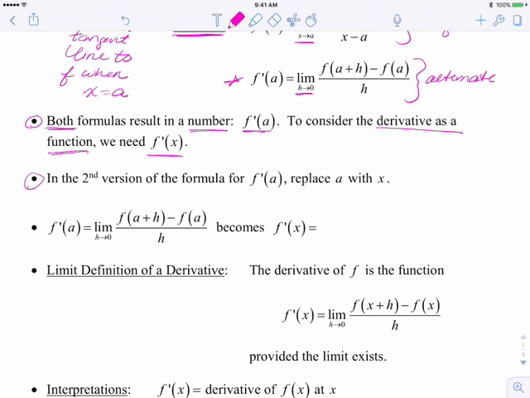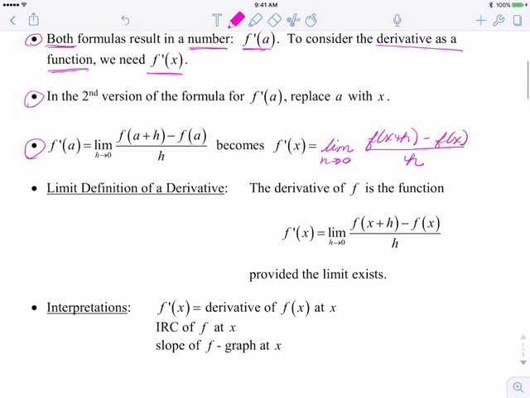So f prime of a, which equals the limit as h approaches 0 of f of the quantity a plus h minus f of a all over h, becomes f prime of x equals the limit as h approaches 0 of f of the quantity x plus h minus f of x all over h. So that's the only change that we make. Instead of having a specific x, we have a generic x.